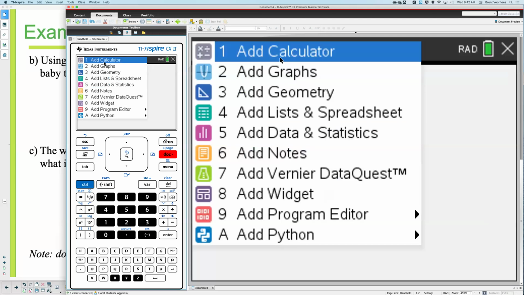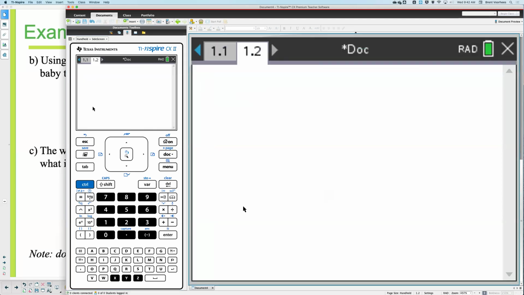I want you to add a calculator. So Control Doc should add a page. Choose add a calculator. Have you done so? Now remember how when we were doing that stat calculation, I showed you it was going to save the data to F1. What I can do here is type in F1.